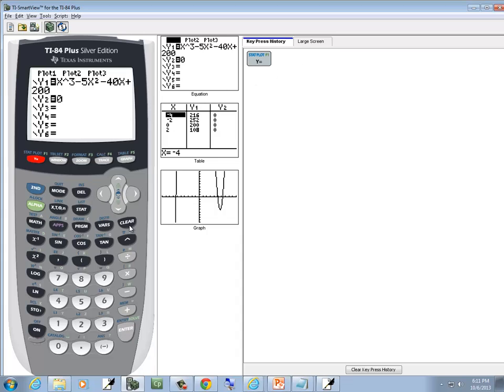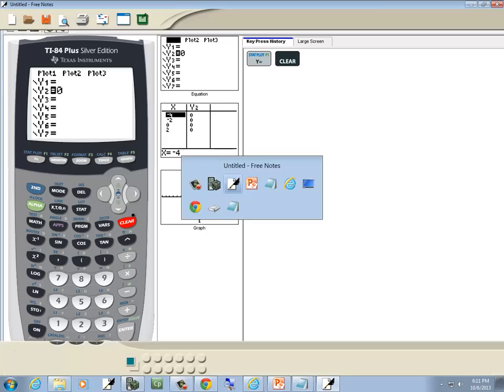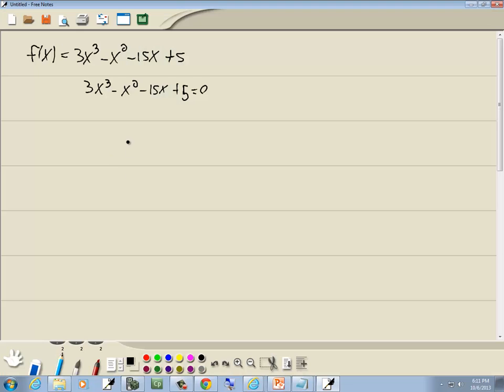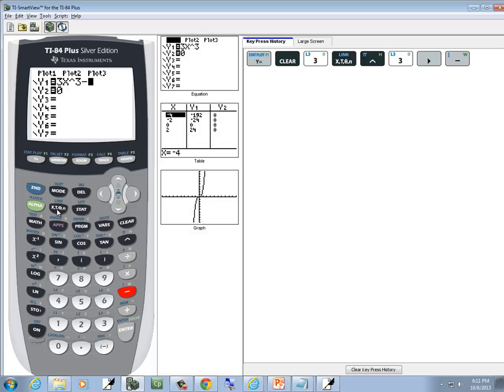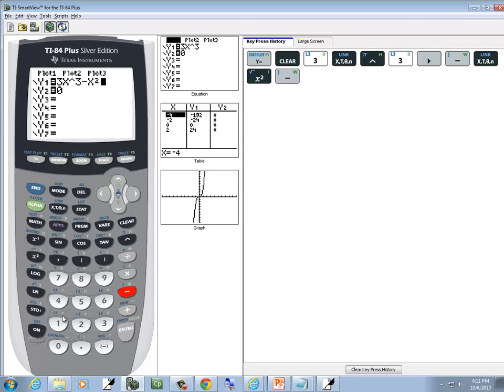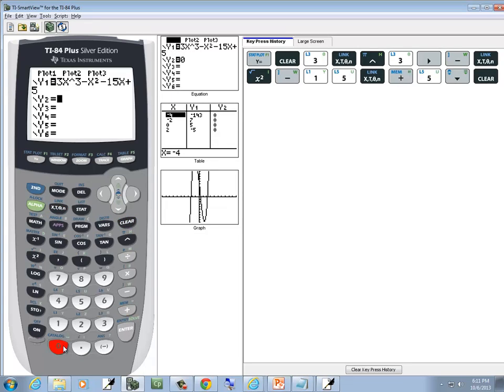Press y equals. I'll press clear on y1. So we got 3x to the third, so 3x caret 3. If you're on one of the newer TI-84s, remember you have to press the right arrow key to get out of exponent mode. Minus x squared minus 15x plus 5. Then you down arrow to y2, press clear, and put a 0 there. If you don't already have one, I had one.